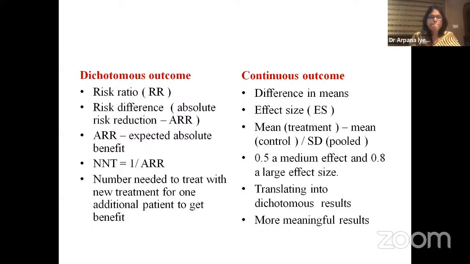With respect to continuous outcome, the difference in means is known as the effect size, which is mean treatment minus mean control divided by the standard deviation of the pooled groups. This tells us about the magnitude of the treatment effect, where 0.5 is a medium effect and 0.8 is a large effect size. And when we have a continuous outcome, if we translate it into dichotomous results, the results will be more meaningful.